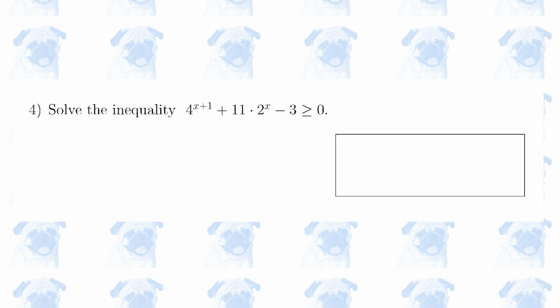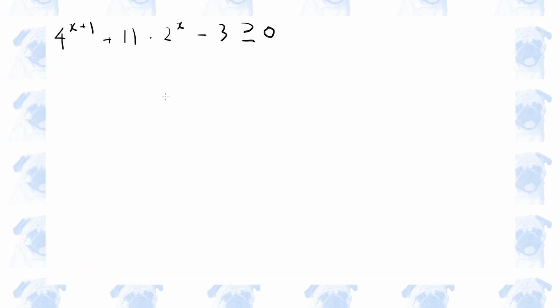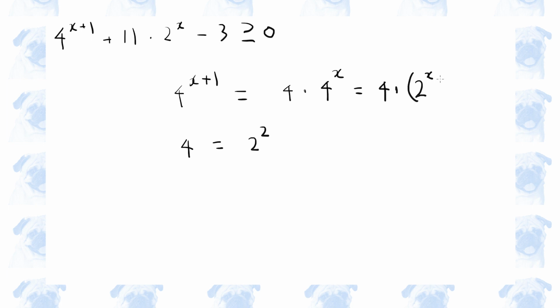Section 1, Number 4. Just like in the previous question, we need to modify the first term so that it is expressed in terms of 2 raised to the power of x. So 4 raised to the power of x plus 1 is 4 times 4 raised to the power of x. And 4 is 2 squared. So this is equal to 4 times 2 raised to the power of x squared.